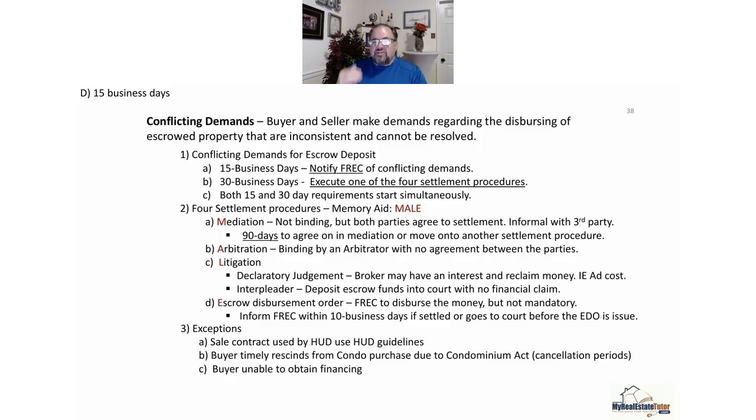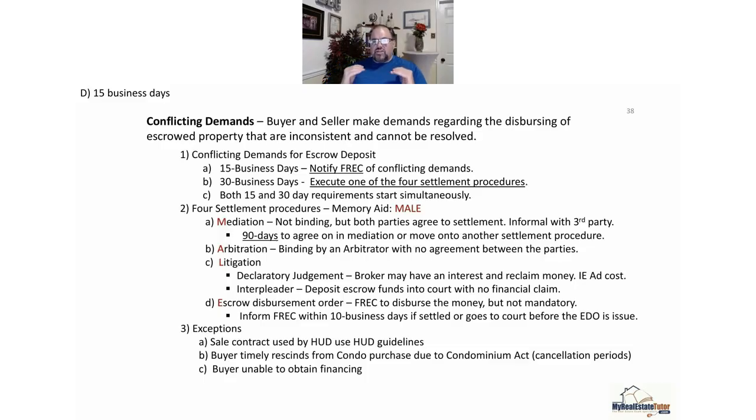Then 30 business days, they can execute one of the 4 settlement procedures. Under your licensing law, we use the acronym MALE, M-A-L-E. Can mediate, arbitrate, litigate, or they can do an EDO or an escrow disbursement order. Okay? And so mediation, again, that's just mediating between parties. Arbitration is like a court, but it's not. But the decision will be made by an arbitrator. So there is no resolving or mediating. Once it gets to arbitration, then a decision will be made. Or they can litigate. Okay?